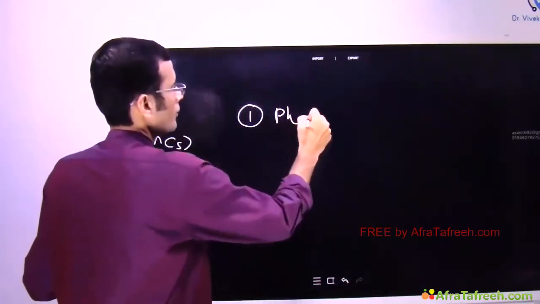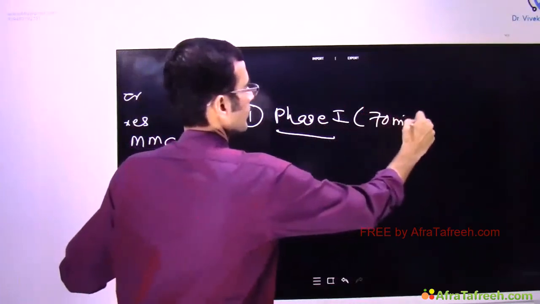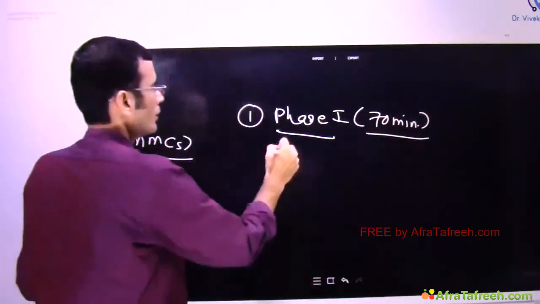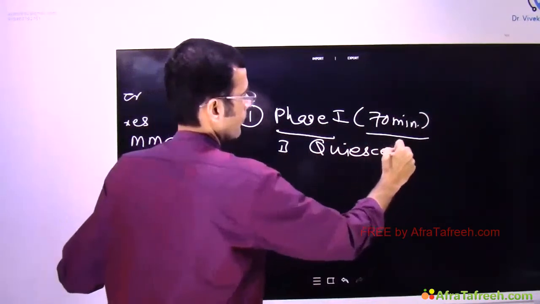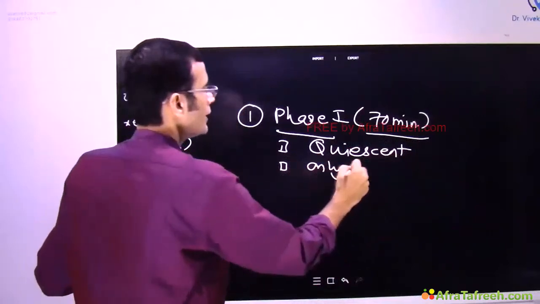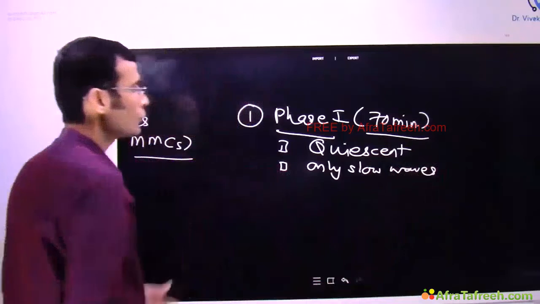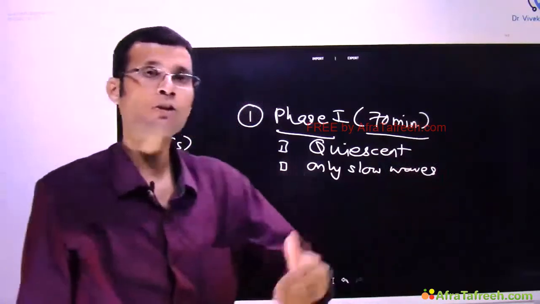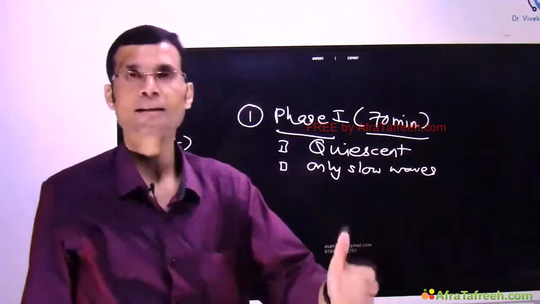Phase 1, first 70 minutes. This is called the quiescent phase. Quiescent phase means only slow waves. These slow waves are not followed by contractile activity. No peristaltic or contractile activity is seen.